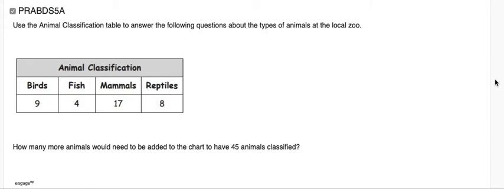A question I want you to think about while you're working today is, why is it important to carefully read and understand a graph before you start answering questions about it?